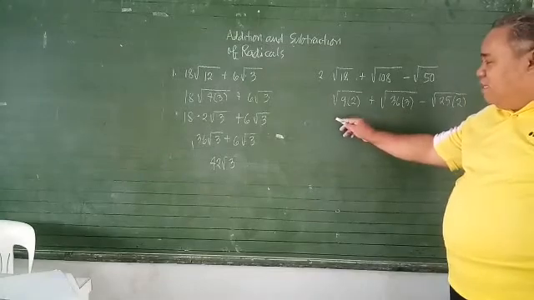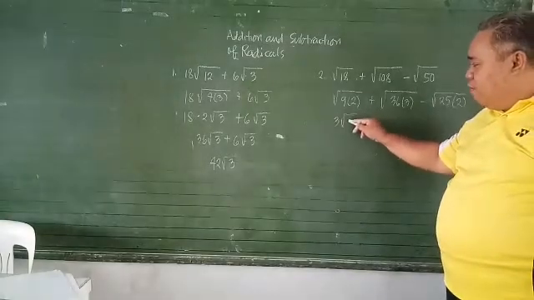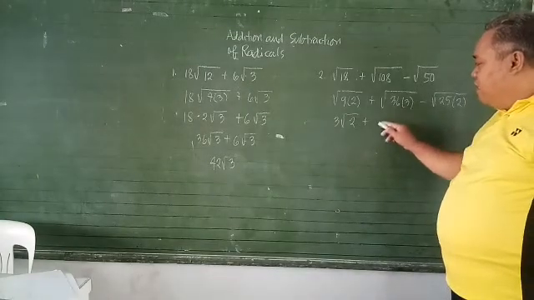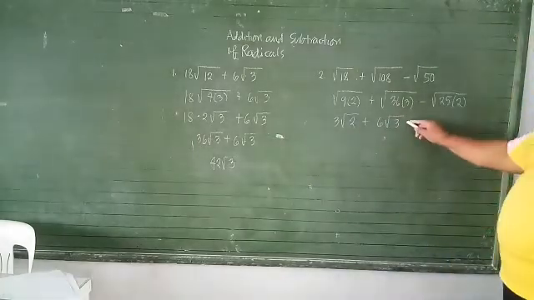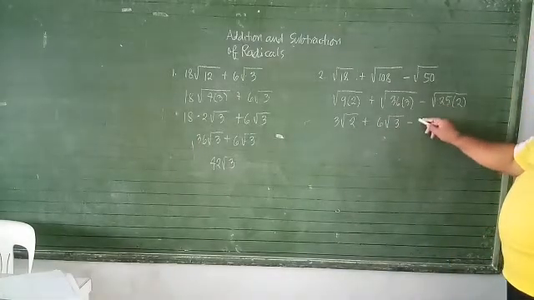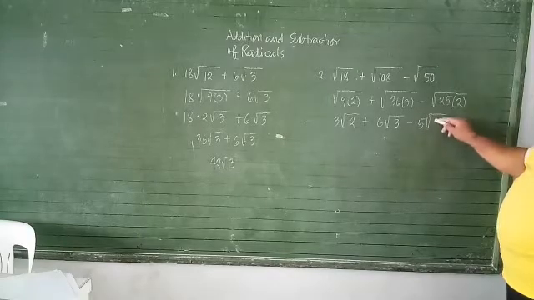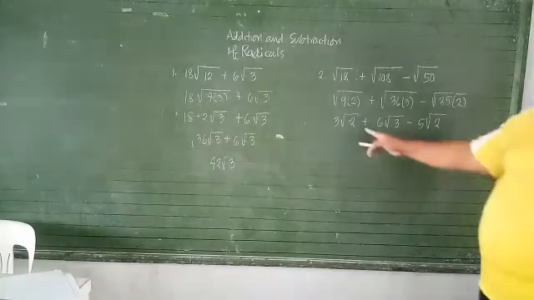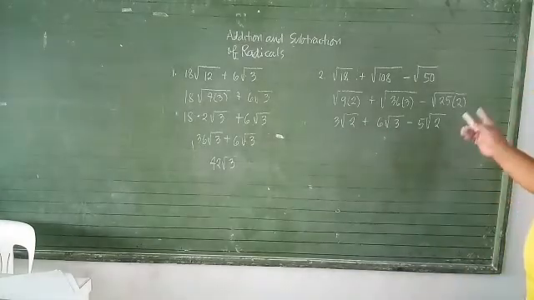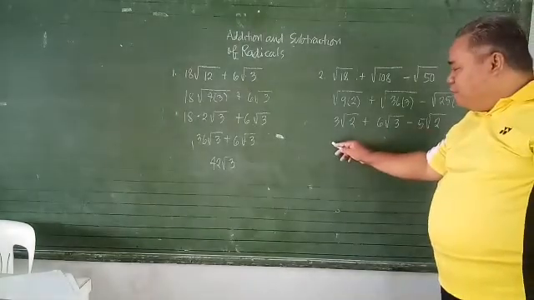We have here 3 square root of 2 plus 6 square root of 3, and this is minus 5 square root of 2. Again, what will be the rules? The rules should be same radicals ang pwedeng i-add at i-minus. So, we're going to group this.